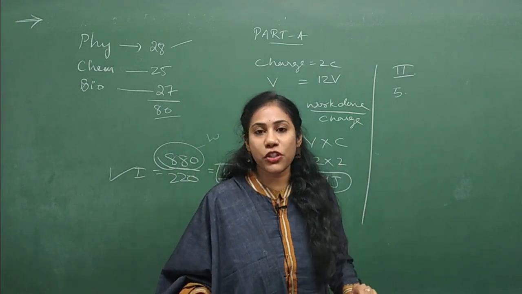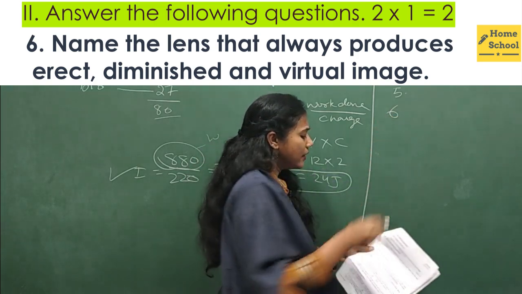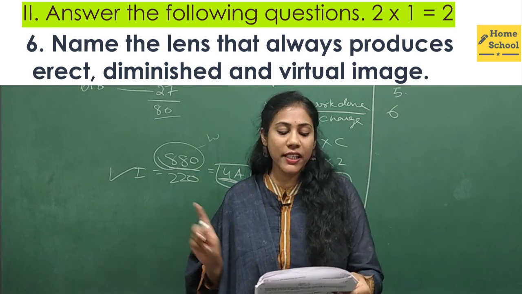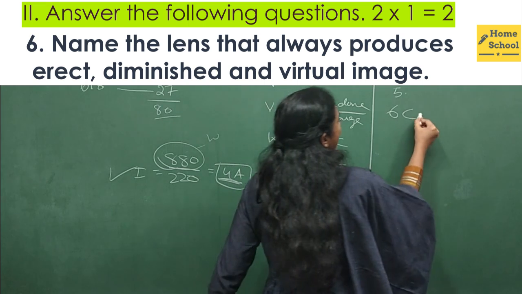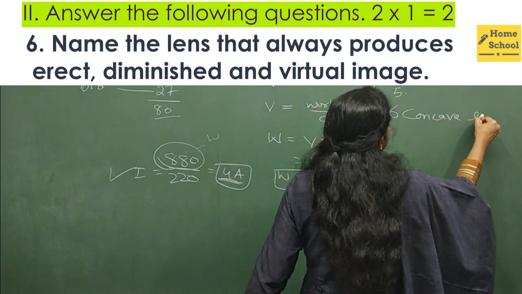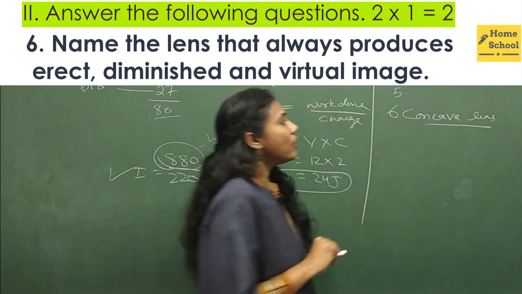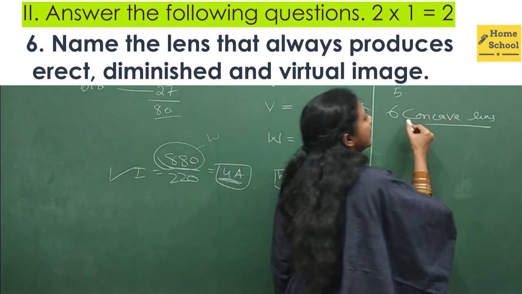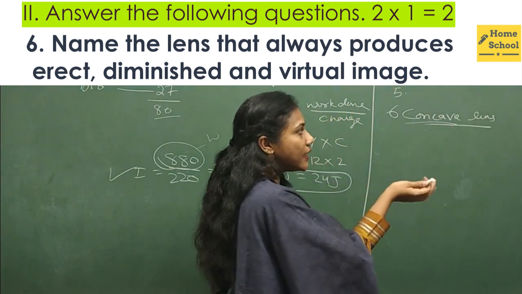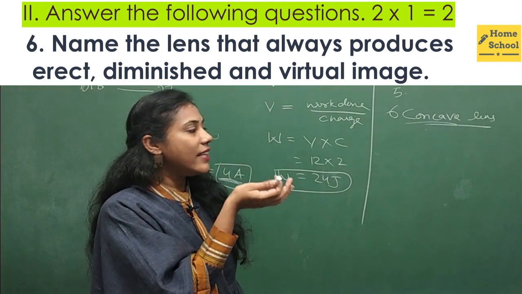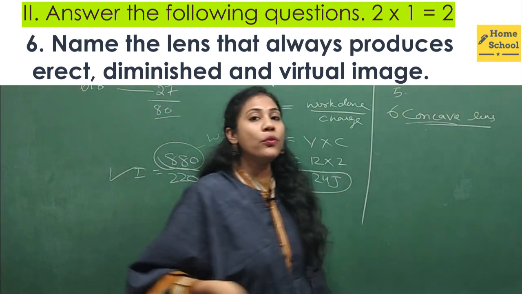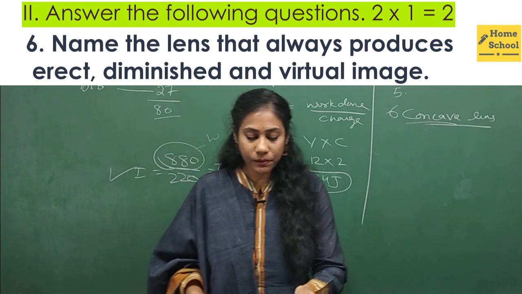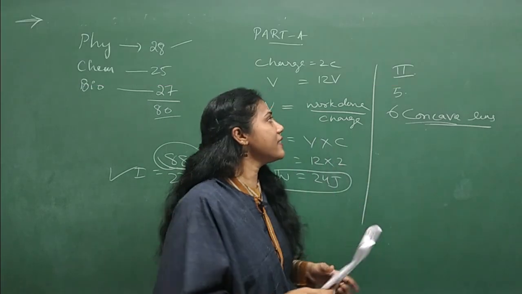Coming to the sixth question. Name the lens that always produces erect, diminished and virtual image. So definitely it is our concave lens, isn't it? Our convex lens will produce real and inverted images, but for the concave lens, you have 2 cases, isn't it? In both the cases, you will have erect and diminished images, isn't it? Okay, so that's all about our second main.